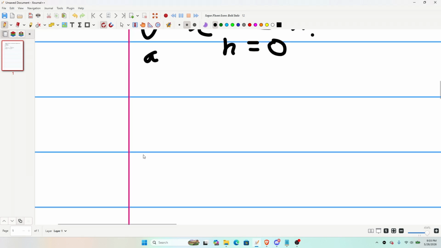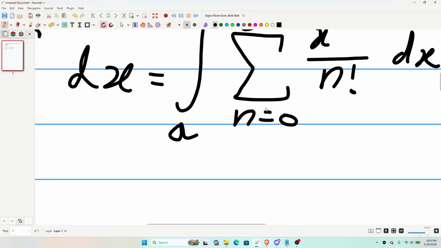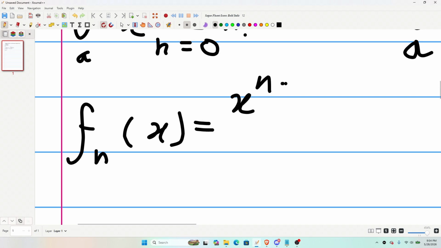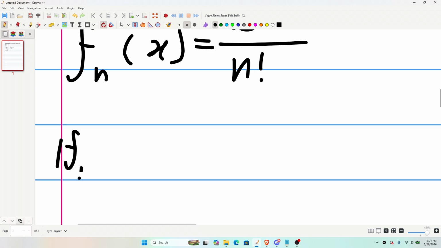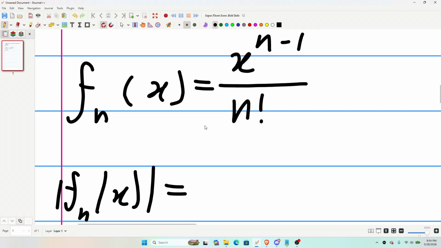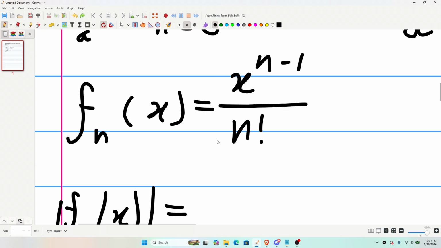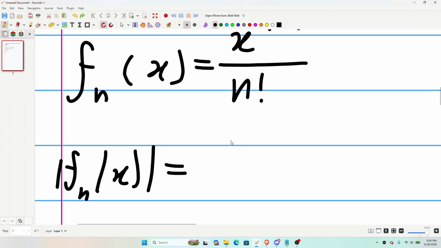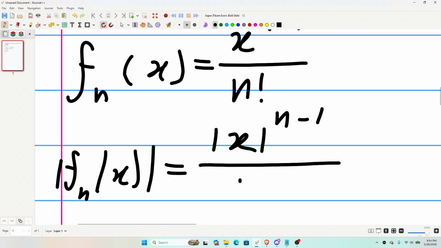So let's do it the exact same way. f sub n of x is going to equal our function inside the sum, which is x to the n minus 1 over n factorial. Then we're going to take the absolute value of each side. So the absolute value of f sub n of x is equal to, because we're taking the sum from n equals 0 to infinity, n is positive, therefore n factorial is guaranteed to be positive, so we can push the absolute value sign onto the numerator. And then this power can also be left out. So we're doing the absolute value of x to the n minus 1 over n factorial.